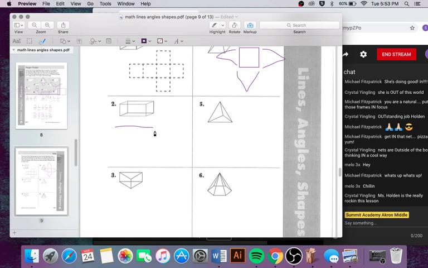So if you unfolded it, it would be a really big rectangle, separated into 4 parts.